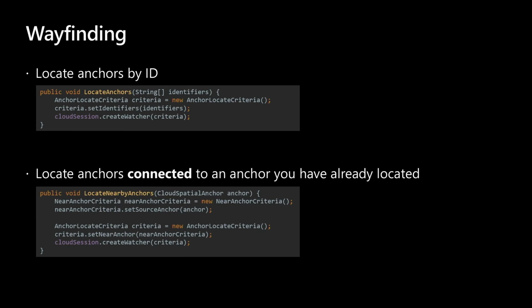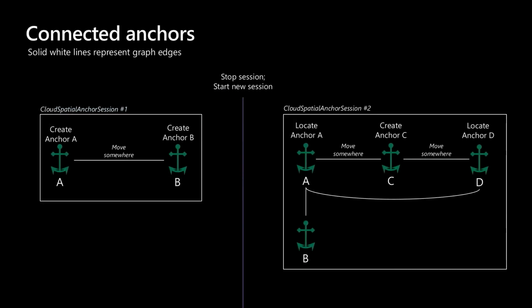You can set a property, which is the radius. So you can say, find me all anchors within 2 meters, 5 meters, 10 meters. And Azure Spatial Anchors will fan out in the graph and return anchors that satisfy that property. If we go back to the diagram, let's choose D to be our source anchor. If we choose D to be our source anchor, we'll get back A and C, and we'll also get back B, because all of them are connected in the graph.